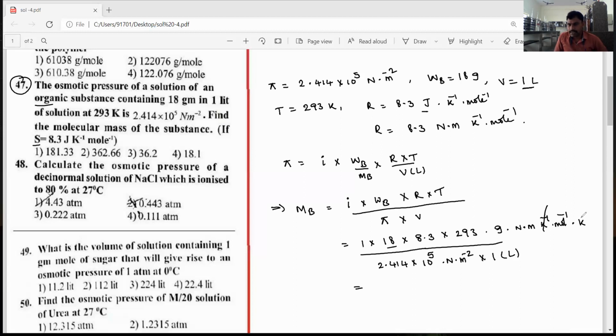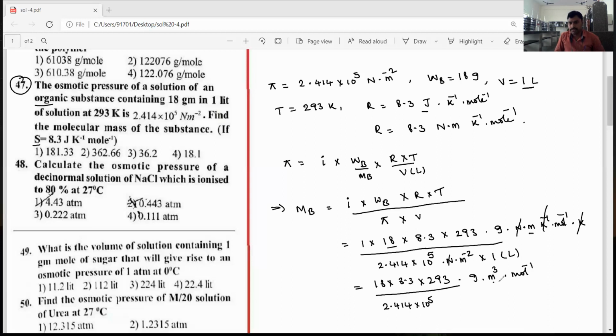Now the Kelvin inverse and Kelvin will cancel. Now the Newton and Newton will cancel. Then meter to the power minus 2, going to the numerator, becomes meter square, and here 1 meter is present, so it becomes meter cube. On simplification, 1 into 18 into 8.3 into 293 gram meter cube mole inverse, divided by 2.414 into 10 to the power of 5.